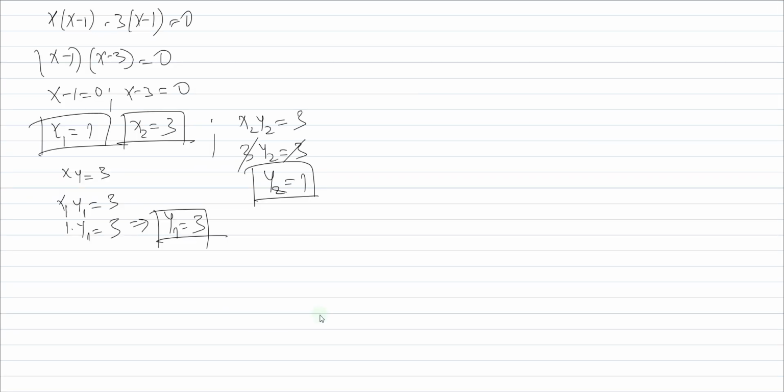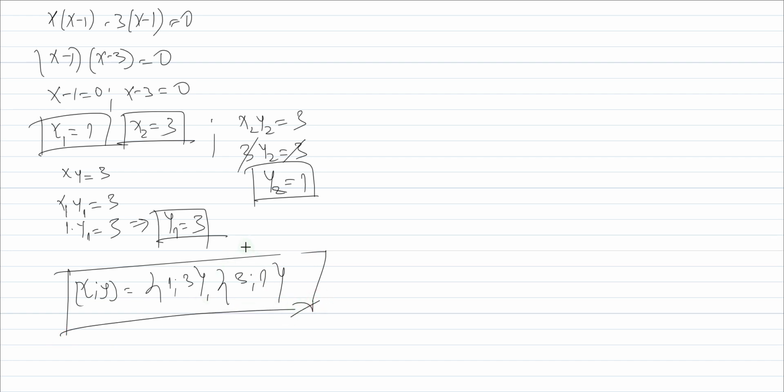So our pairs of solutions are going to be x, y. The first one is x is 1 and y is 3, right? The second one is going to be x is 3 and y is 1. Okay, these are our solutions when we have that xy is equal to 3, right?